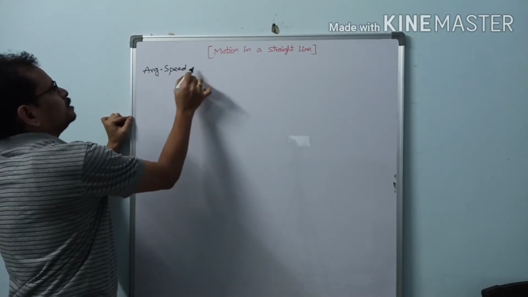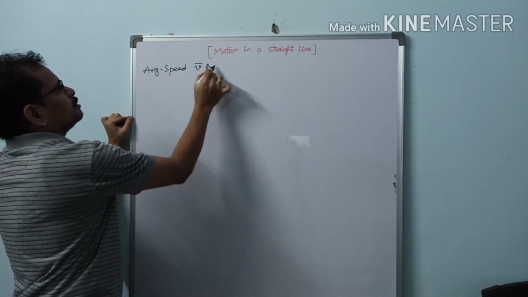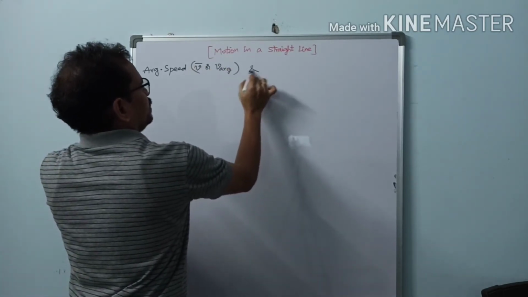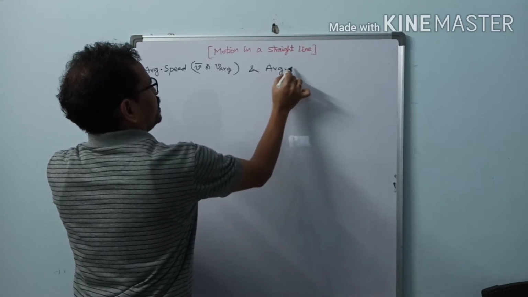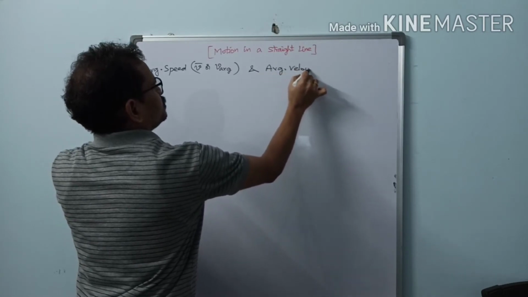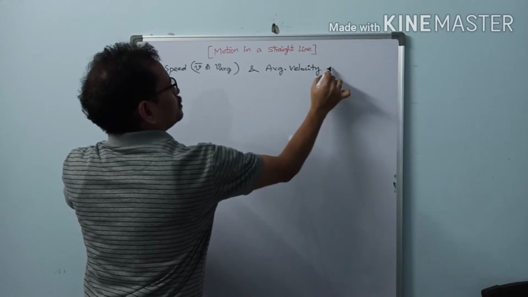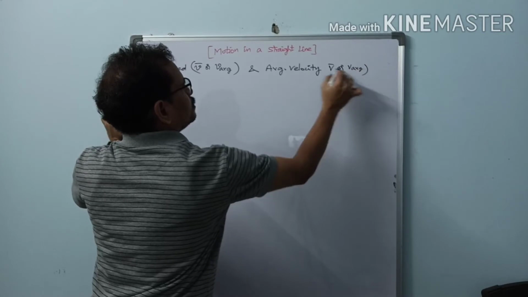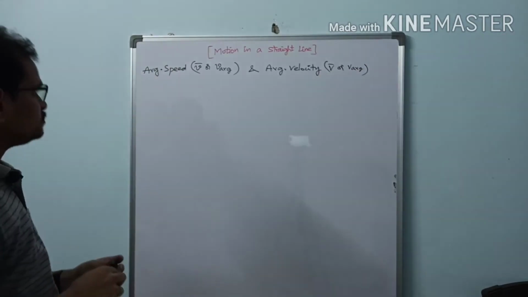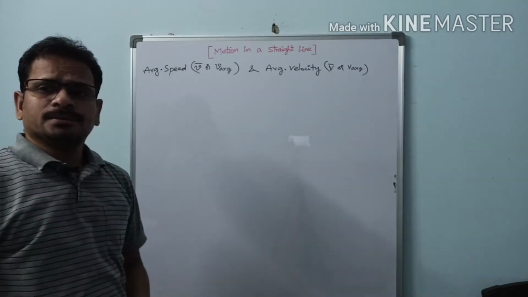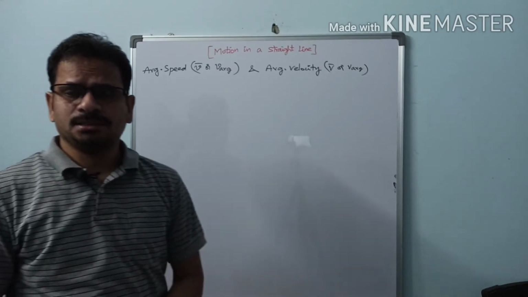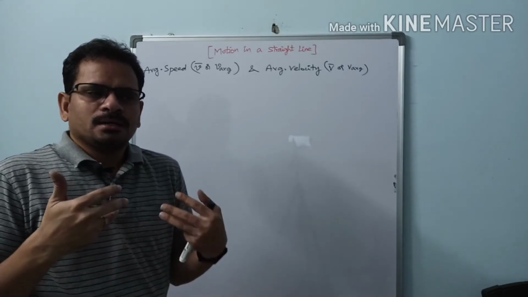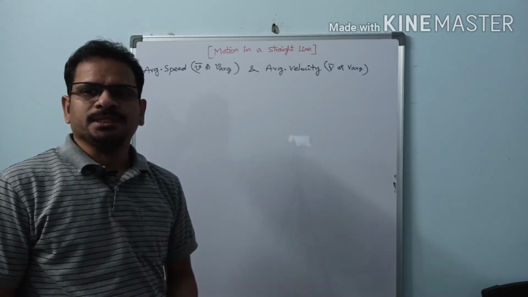Average speed, V bar, written as V average. Average speed and average velocity. What is average speed? How can you come to an imagination regarding average speed?